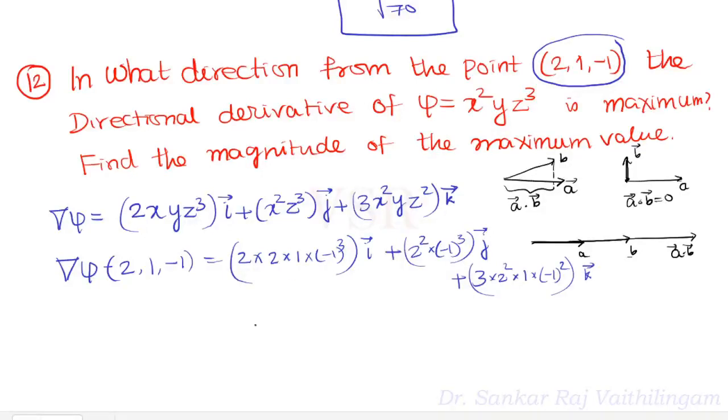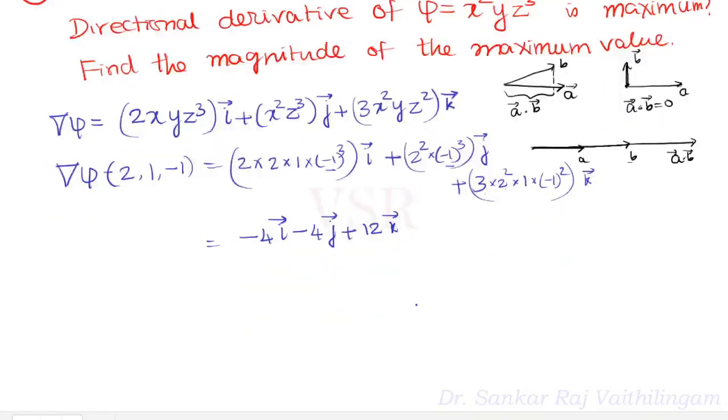So this is equal to, let us multiply. (-1) the whole cube gives minus, so 2 times 2 is 4, so -4 i vector. Here there is a minus, so again -4 into j vector. Then here 3 times 4 is 12, plus, so plus 12 into k vector. Okay, hence the directional derivative is maximum in the direction.